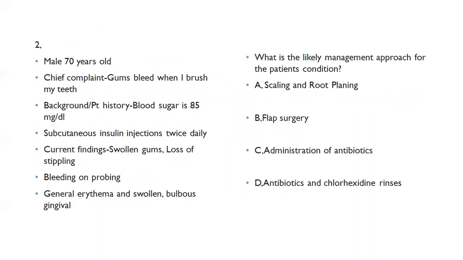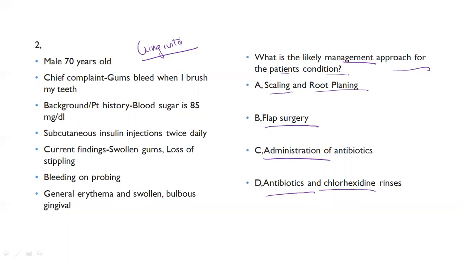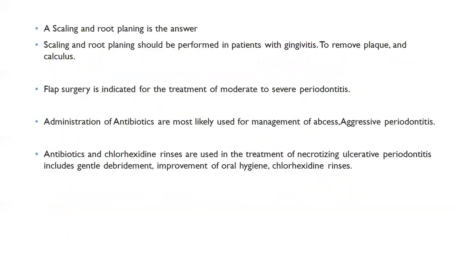This second question is the same case, the previous case. We found out that the patient has gingivitis. Now, how will you control it? What is the likely management and approach for the patient's condition? Will you go with scaling and root planing, or would you do a flap surgery on the patient? Would you administer antibiotics, or would you do antibiotics and chlorhexidine rinses?